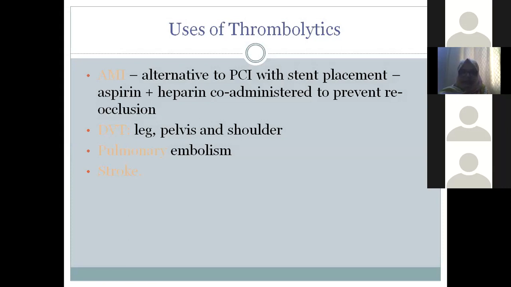So the uses of thrombolytic or fibrinolytic agents: they are used in acute myocardial infarction, as an alternative to PCI with stent placement, with aspirin and heparin co-administered to prevent re-occlusion of the vessel. So the thrombolytic agents are given along with aspirin and heparin to prevent the re-occlusion of the vessel. They are used in DVT, that is deep vein thrombosis of the legs, pelvis, and shoulder, in pulmonary embolism, and for stroke and ischemic heart diseases.